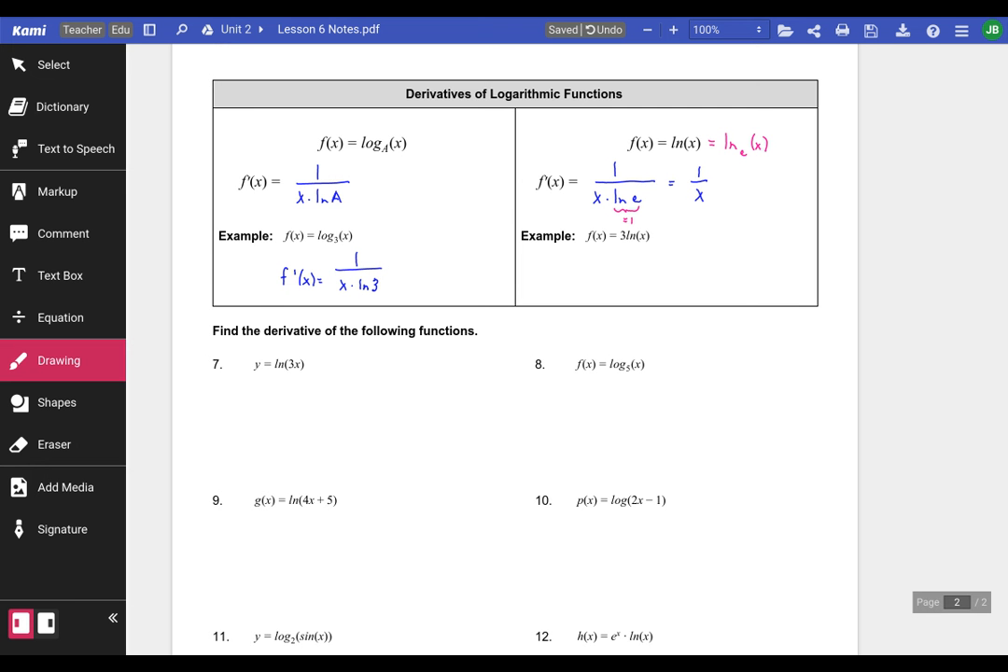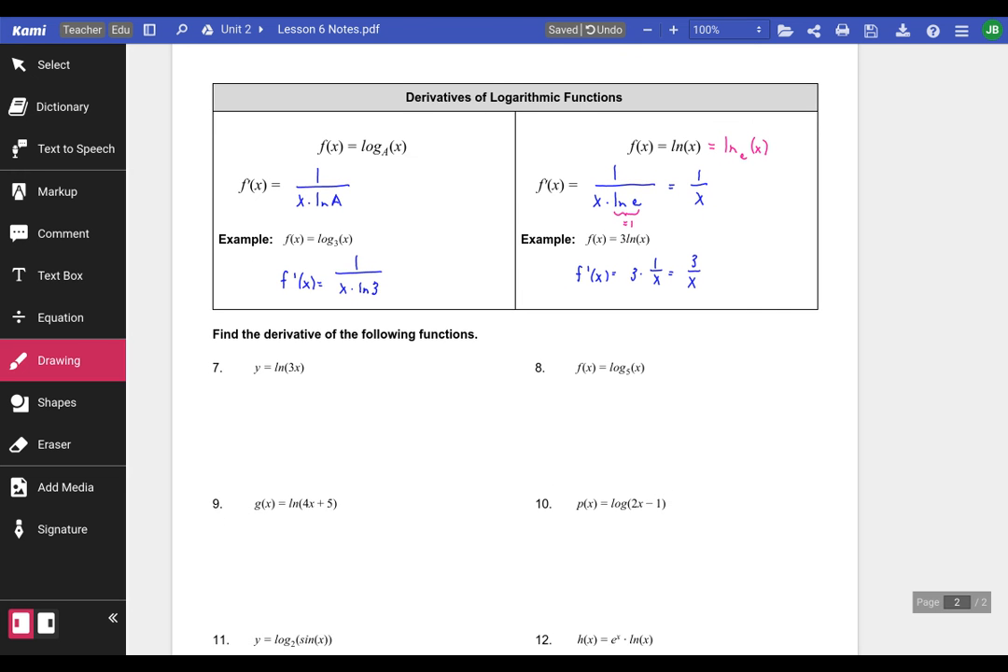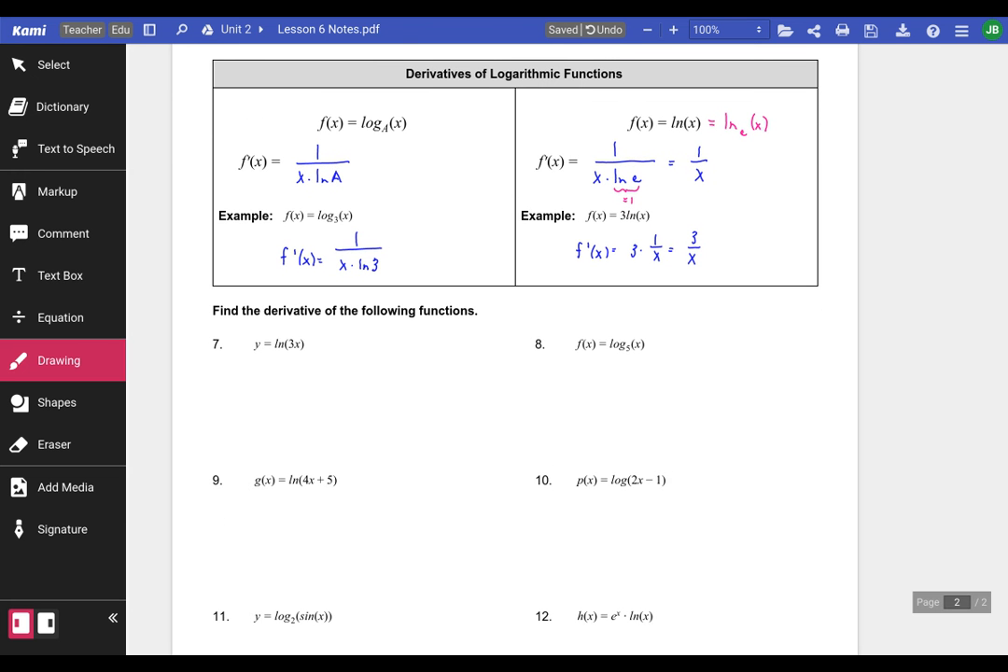So in our example here, you can see we've got 3 times our function. So we're going to use our constant multiple. My derivative here is going to be 3 times the derivative of natural log of x, which is 1 over x. And so we just get 3 over x. And again, we'll probably do the first 4 problems here and then save the rest for when we're back in class. So let's take a look.